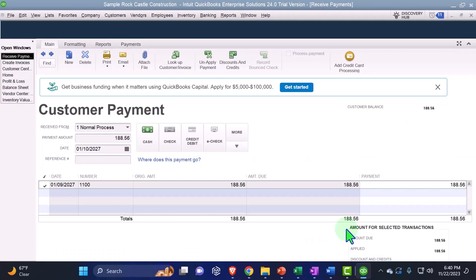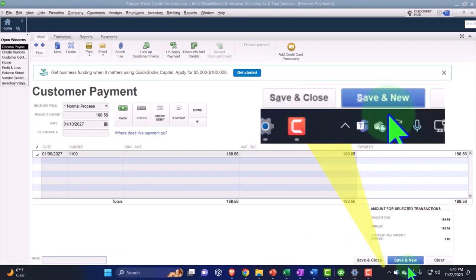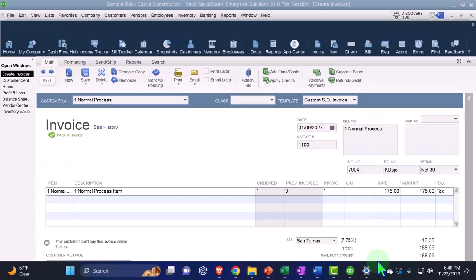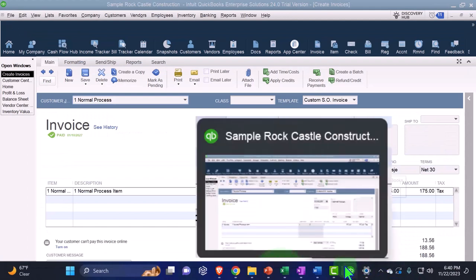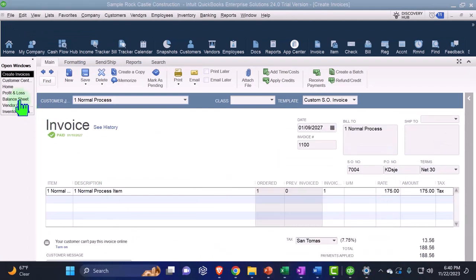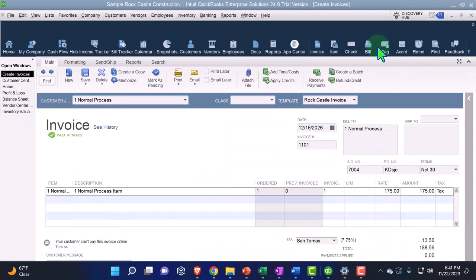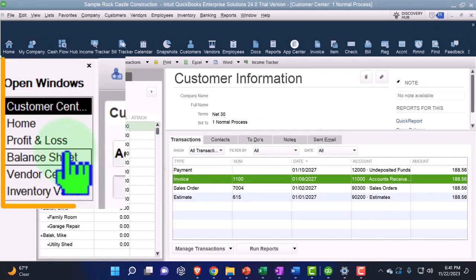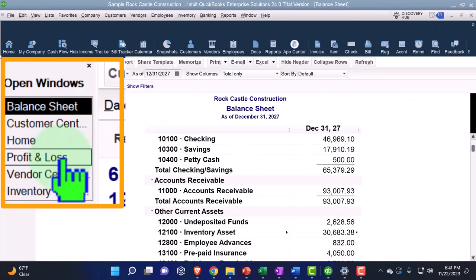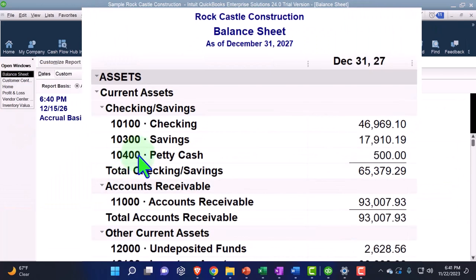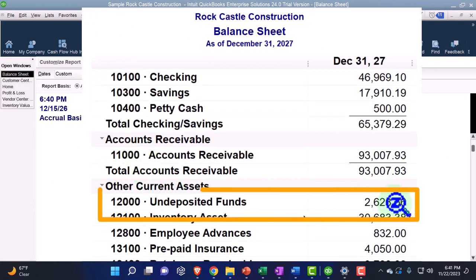So then let's go ahead and record this. We'll just save it and close it, and then we can check it out. It's back to the invoice. I'll close the invoice too. The invoice shows it's paid now. But if I go back to the balance sheet, it didn't go into my checking account, but it should have gone into undeposited funds.